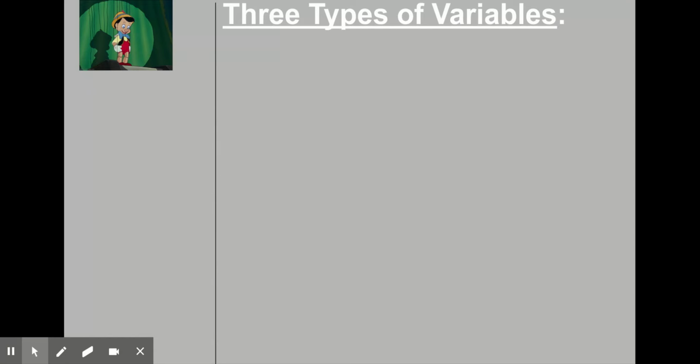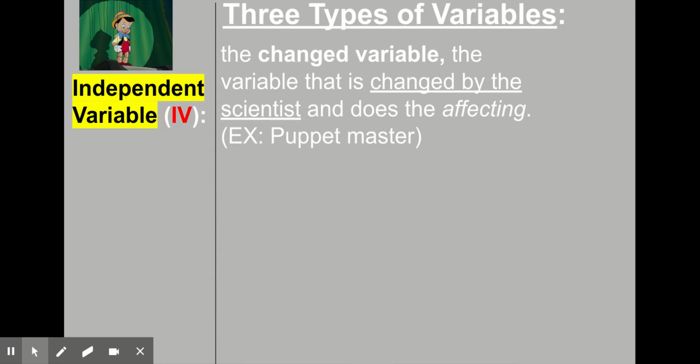So we have 3 types of variables that we like to keep track of in experiments. The first one, like I said, is the IV, or the independent variable. This is the variable that we are changing. We are choosing to change this variable to see how it affects all the other different variables in this lab.